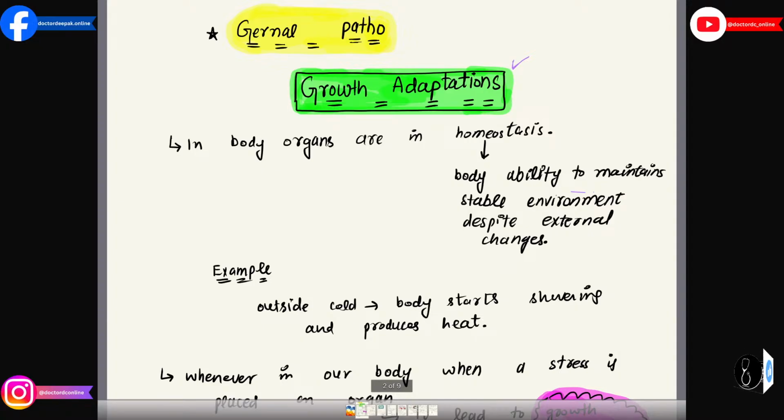The first basic principle is that in our body the organs are in homeostasis. So what is the meaning of homeostasis? Basically, it is the body's ability to maintain a stable internal environment despite external changes. So let's take an example to understand this.